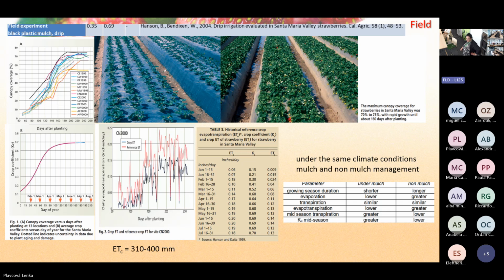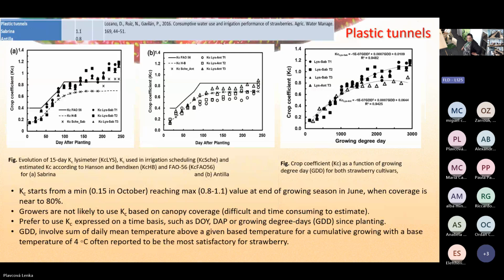Here are values by weeks for the crop coefficient in this work. Then in plastic tunnels for two different cultivars, we have different crop coefficient values. Sabrina in mid-season has 1.1 as a maximum, compared to a 0.8 maximum. And I think for Sabrina, the yield was higher also.